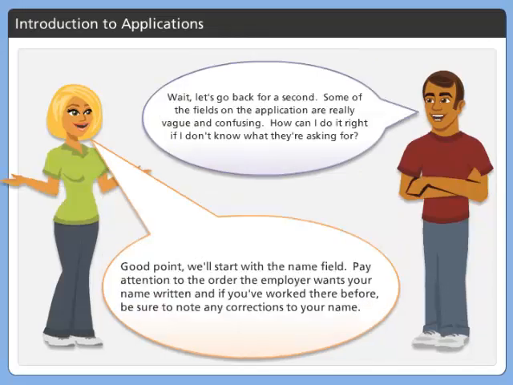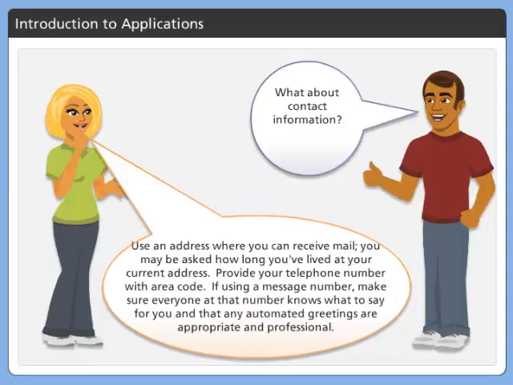Wait, let's go back for a second. Some of the fields on the application are really vague and confusing. How can I do it right if I don't know what they're asking for? Good point. We'll start with the name field. Pay attention to the order the employer wants your name written, and if you've worked there before, be sure to note any corrections to your name. What about the contact information? Use an address where you can receive mail. You may be asked how long you've lived at your current address. Provide your telephone number with area code. If using a message number, make sure everyone at that number knows what to say for you and that any automated greetings are appropriate and professional.